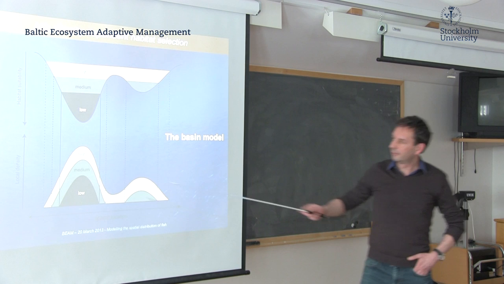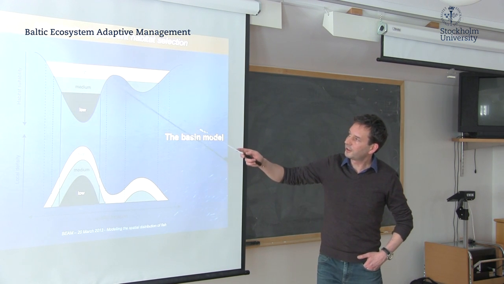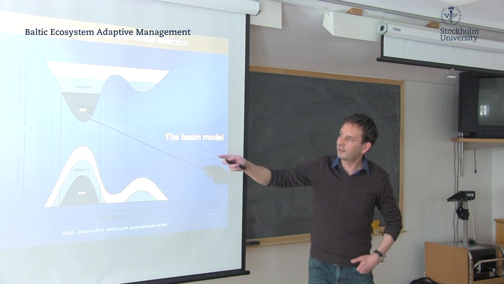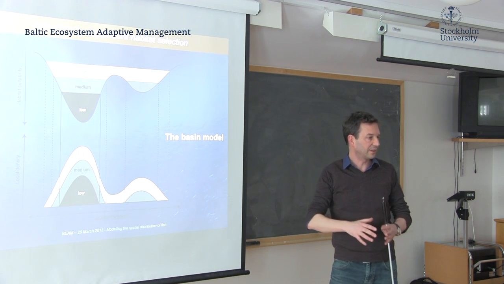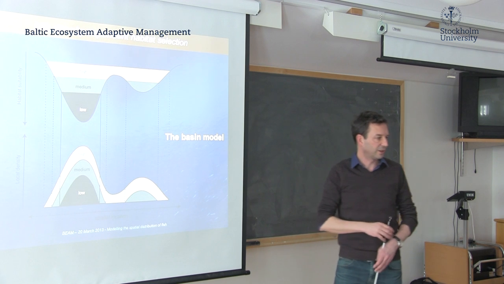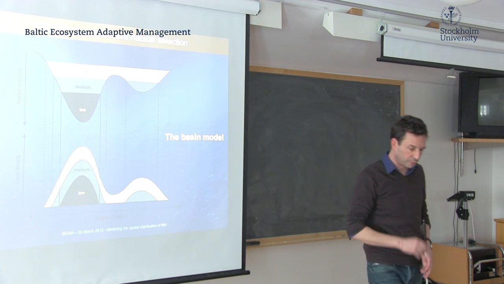But remember that here you need something that qualifies the quality of the habitat, and that's usually environment. So density-dependent habitat selection is something that is also environment-dependent. It's a complement to niche-based models.